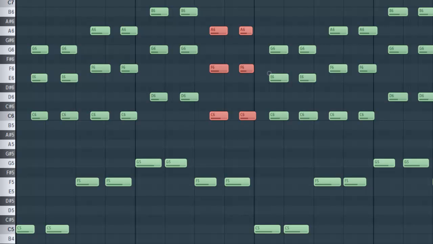Then I've added just a simple little drum line in there to help me keep the time and everything. And then altogether our accompaniment is going to sound like this.